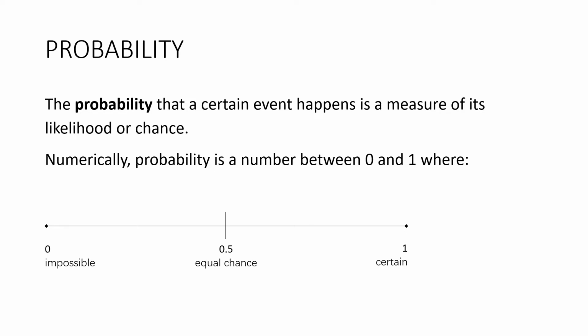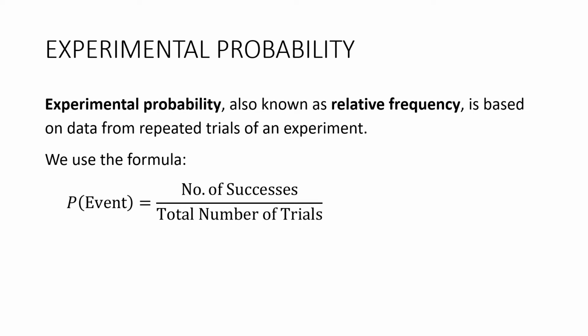The probability that a certain event happens is just a measure of its likelihood or chance. And numerically, probability is a number between 0 and 1, where 0 is impossible, 1 is certain, and 0.5 we say is 50-50 or equal chance. There are two types of probability. There's experimental probability and theoretical probability.